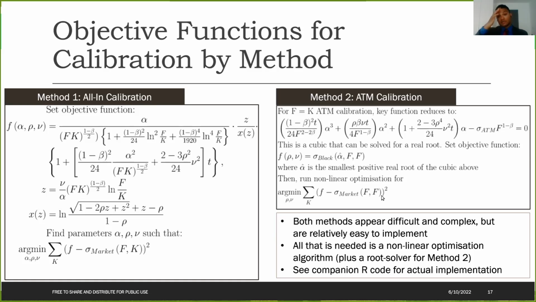You basically do a sum of squared errors for at the money, and you essentially run straight through the same old scheme. They both look difficult and complicated. They're really not. The actual number of lines of code you need to run this calibration procedure is under 20. You can do it very, very quickly. And R has a number of very useful tools and functions that help you to do this.